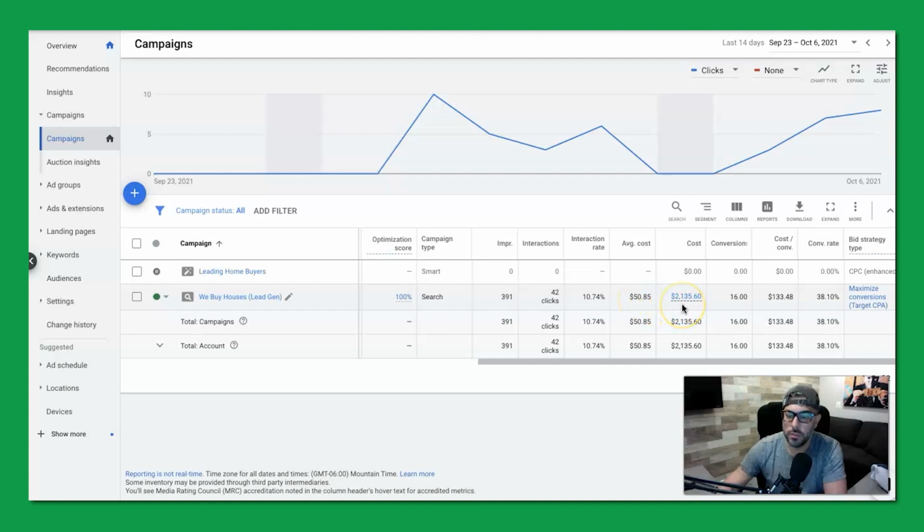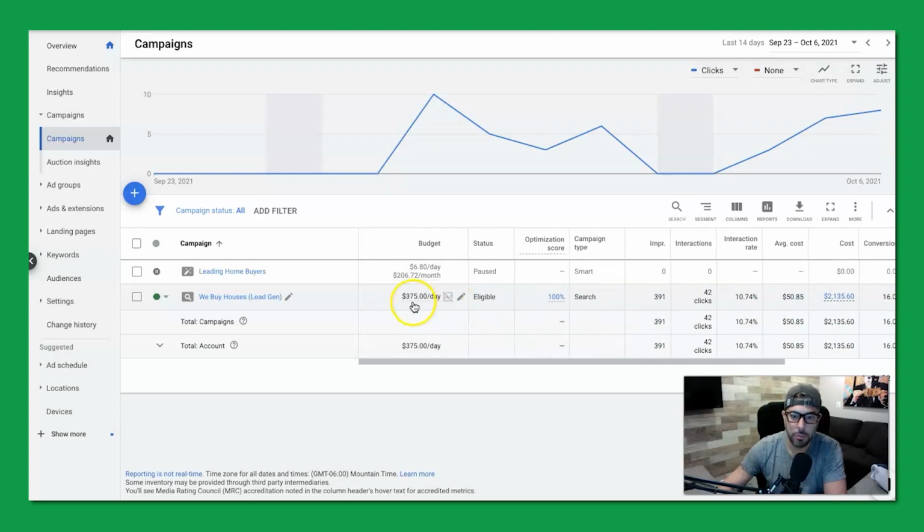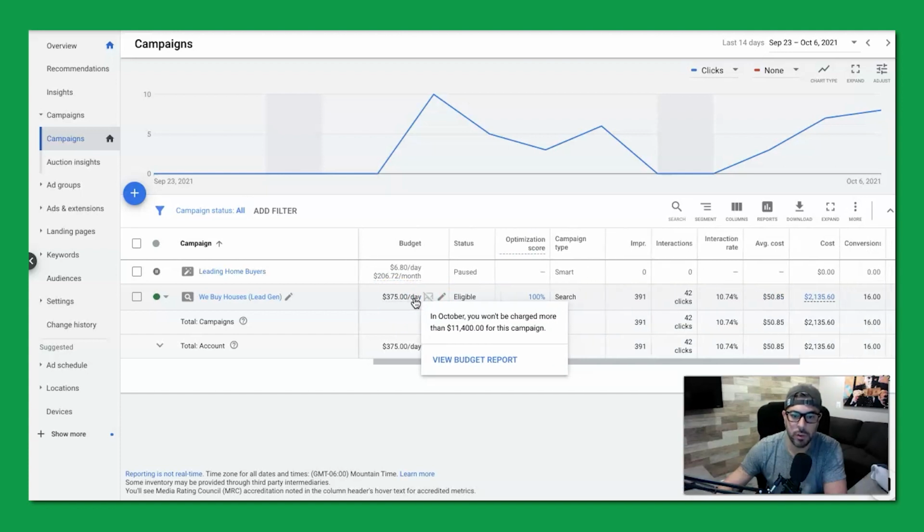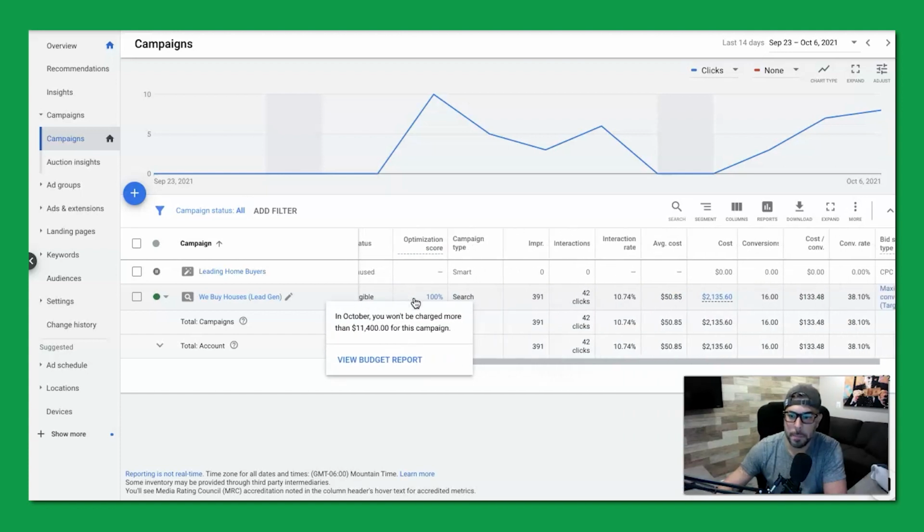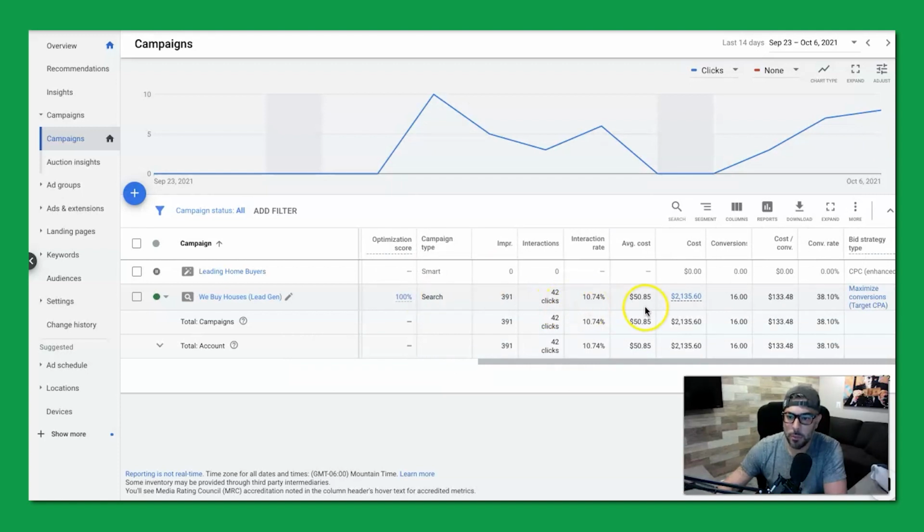The total cost for the first 14 days was $2,135.60. This client is also running a budget of $375 a day, so they have a really big budget for this. Normally, most of our REI guys are around $150 a day, so this definitely helped with launching the campaign quickly. They've gotten 16 leads.